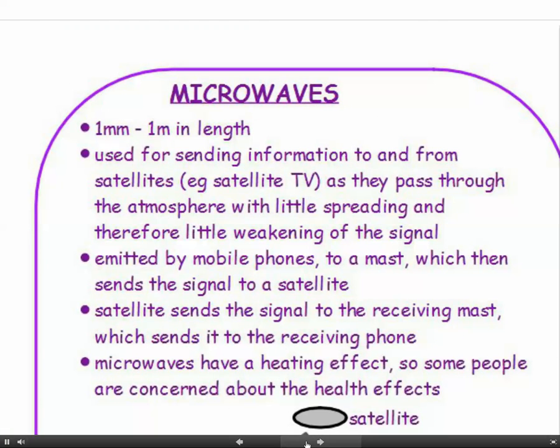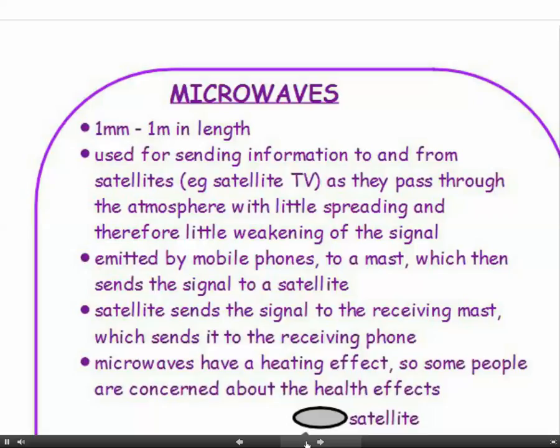Microwaves, now these are between a millimetre and a metre in length. They're used for sending information to and from satellites. So for example, they're used in satellite television as they pass through the atmosphere with little spreading and therefore with little weakening of the signal. We use them in mobile phone communications as well.